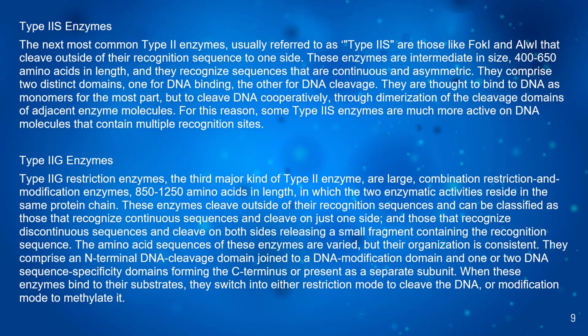Now, type 2G enzymes. Type 2G restriction enzymes are the third major kind of type 2 enzyme. They are large combined restriction-modification enzymes, 850 to 1250 amino acids in length, in which the two enzymatic activities reside in the same protein. These enzymes cleave outside of the recognition sequence and can be classified as those that recognize a continuous sequence and cleave on just one side.